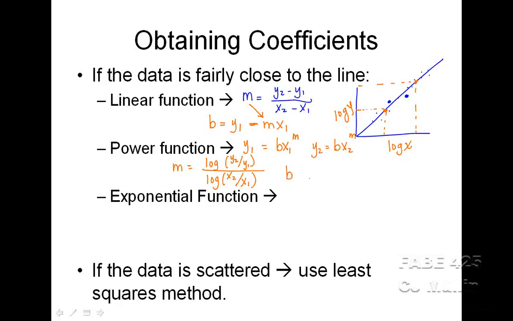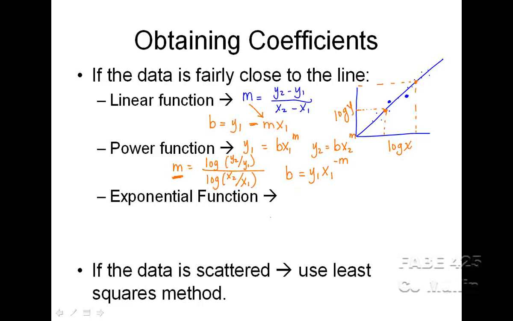And then the y-intercept would be solved just by manipulating that equation around to get the b, and you can use either one of those data points, that y1 times x1 to the negative m. And so again, you're substituting in this m value that you calculated into the second equation to be able to solve for b in much the same way you did the linear function.